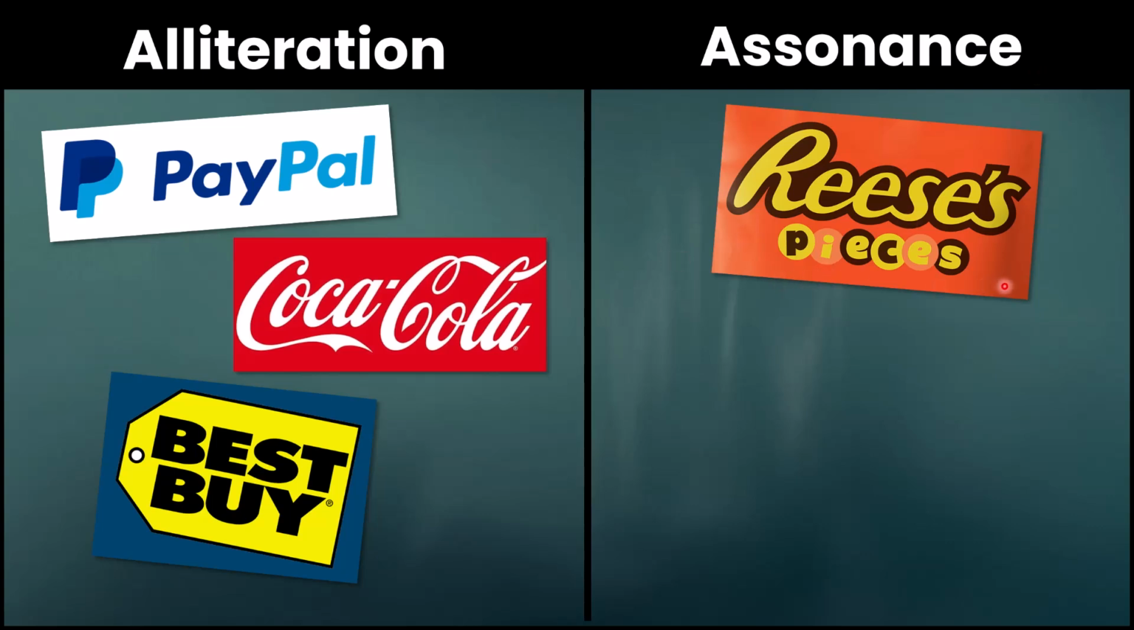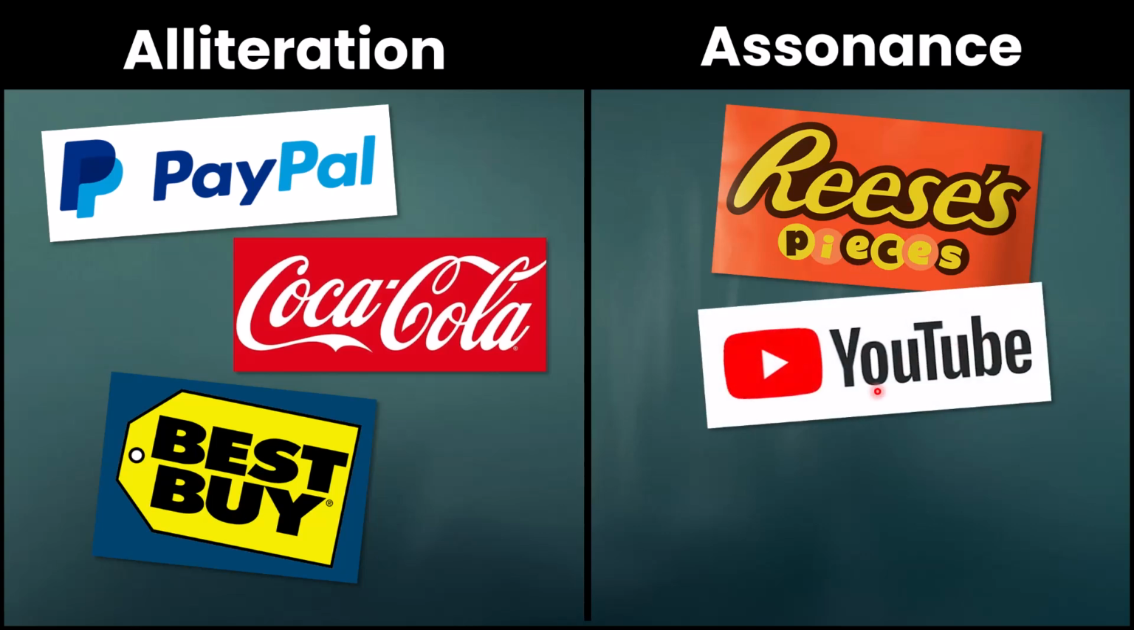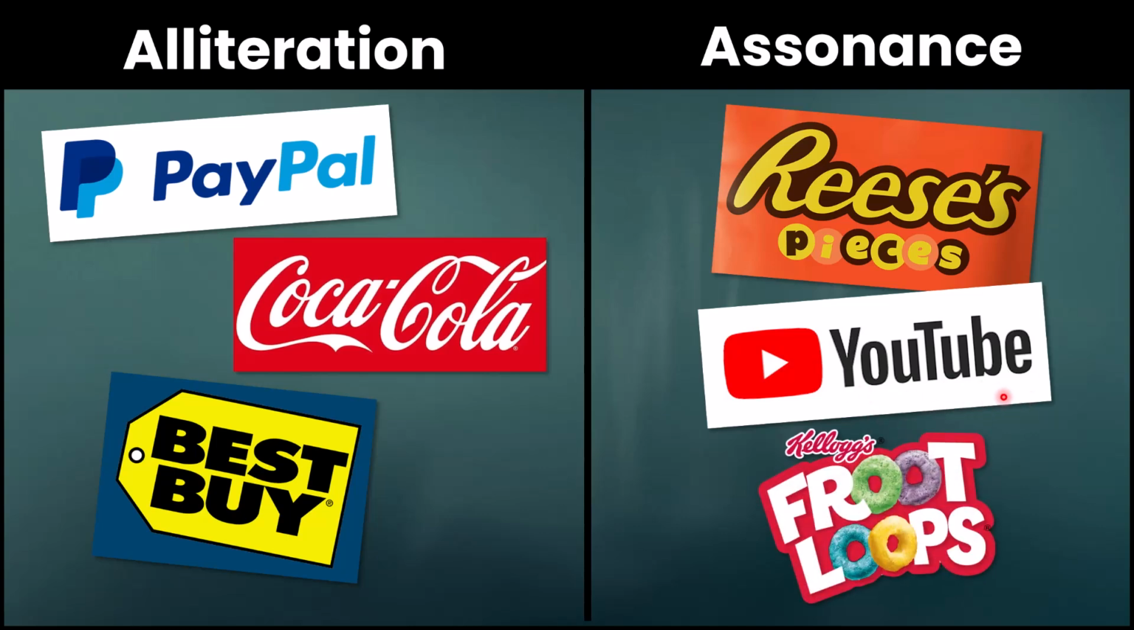Reese's Pieces. We have the long E sound, Reese's Pieces. YouTube. We have the U sound, YouTube. Okay, another example, Fruit Loops. Normally fruit is spelled with a U and an I, but it makes the U sound. So this is part of their branding.